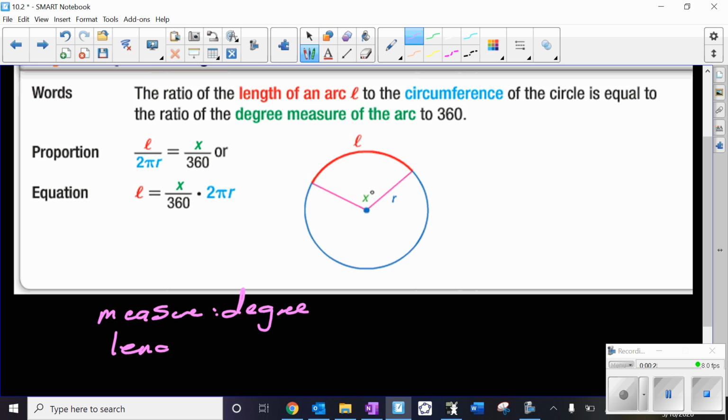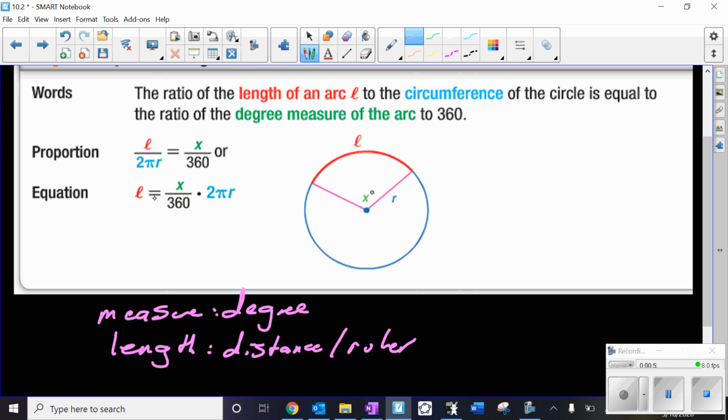Length means I want a distance. Think of length using a ruler. It's going to have a label to it, where I can lay it flat on the ground and actually take a ruler and find the exact length of that arc. And this one has a formula to it. You can use either one, I don't care.